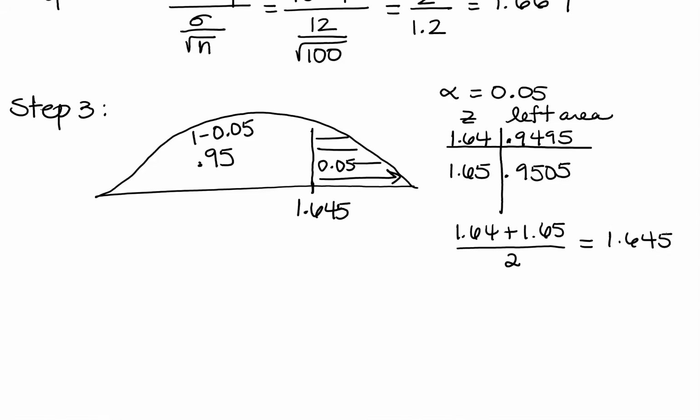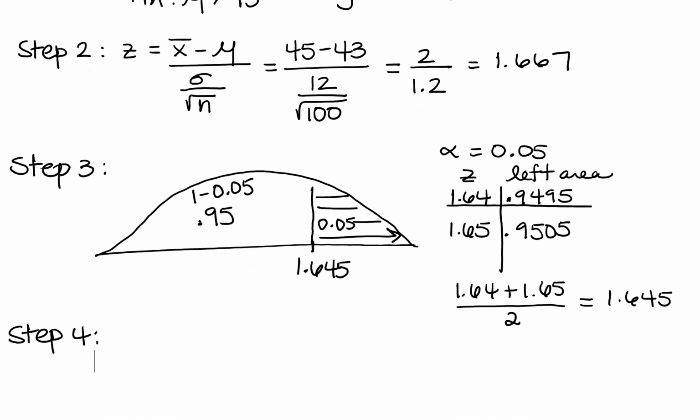So now we have our rejection region. That's the shaded region on the right. The rejection region always needs to be shaded. And we have our critical value. Step 4, we are going to make our decision. So we're going to take our test statistic of 1.667 and drop that into our picture. 1.667 is a little bit bigger than 1.645, and so that falls into the rejection region.